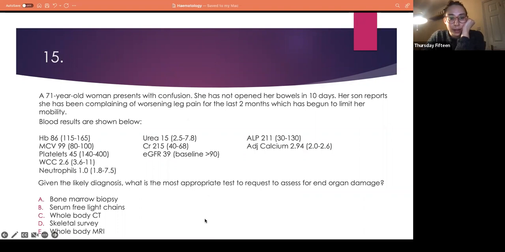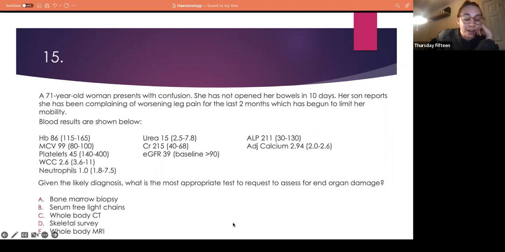So this one is about a 71-year-old lady who's come in with confusion. She hasn't opened her bowels in 10 days, so she's quite constipated and she's got pain in her legs. Looking at her blood test, she's got a normocytic anemia, thrombocytopenia, neutropenia. She's got what looks like an AKI and a high calcium. So given the likely diagnosis, what is the most appropriate test to request to assess for end organ damage?